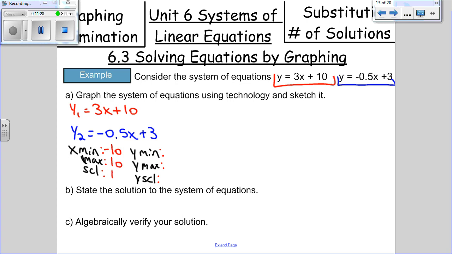Scale is what it's counting up by. The y min, again, -10, so that means we go down 10 from the origin. Y max is +10, that means we go up 10 from the origin. And y scale is 1, meaning that it's counting by 1. You can then hit the graph button, top right-hand corner. When you hit graph, you should get something that looks like this. The red one should be pretty hard to see.